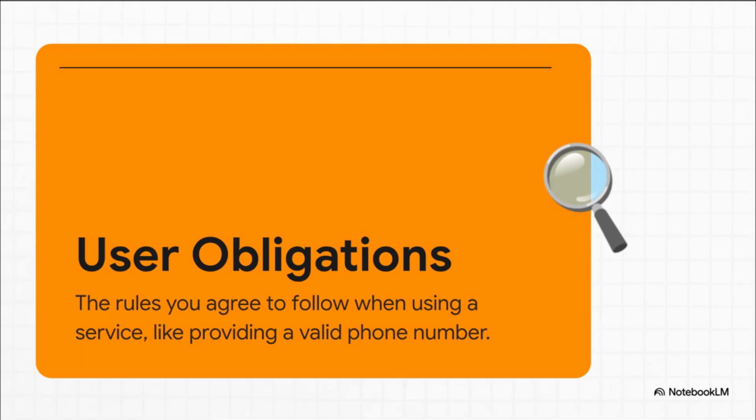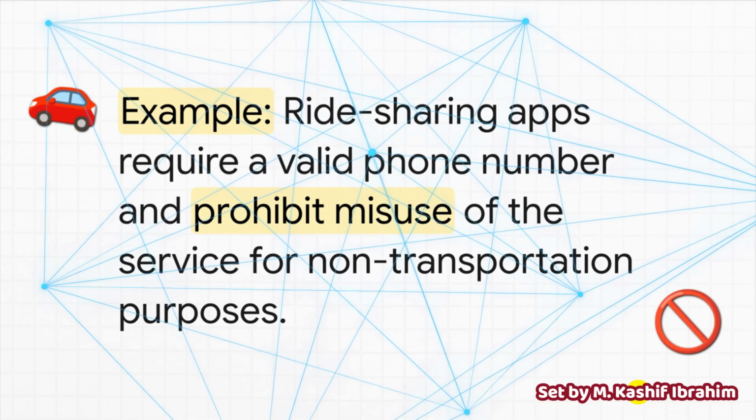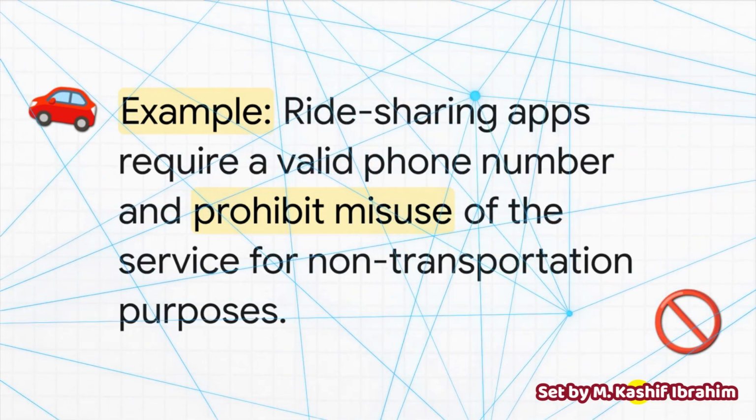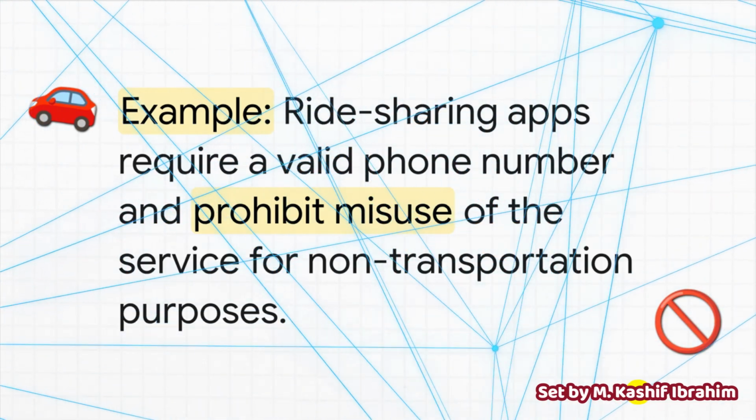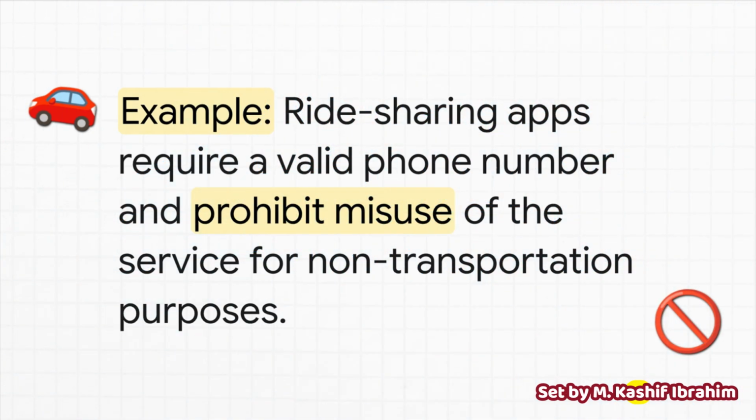First up, user obligations. This is basically the rulebook for using the service. It tells you what you, the user, have to do, or more often, what you can't do. It's also where they might sneak in rules about who actually owns the content you create on their platform. For example, a ride-sharing app's terms will say you have to give them a valid phone number and that you can't use their service for illegal package deliveries. It seems obvious, but it's an absolutely essential part of the deal.